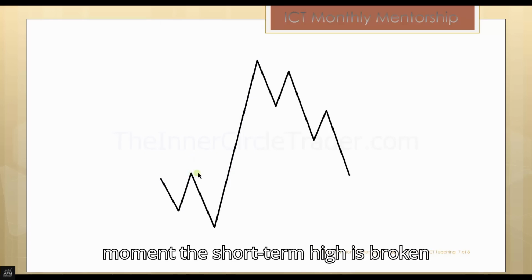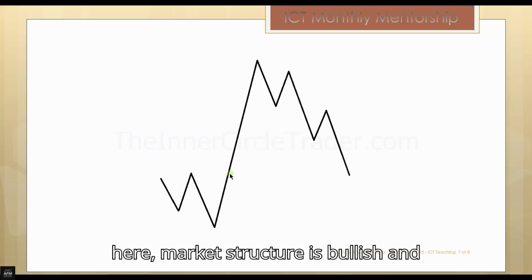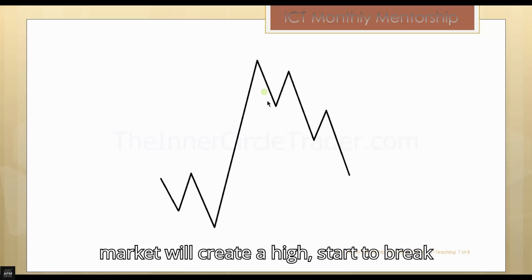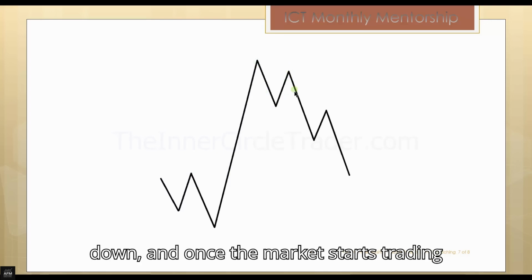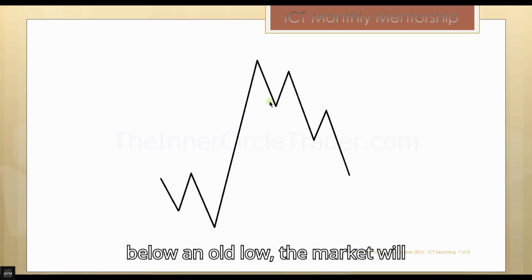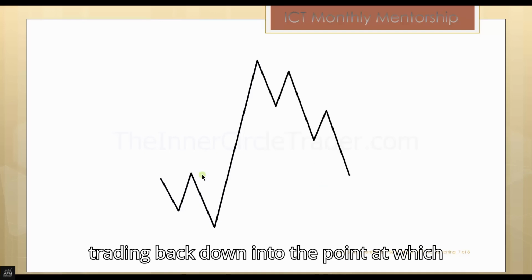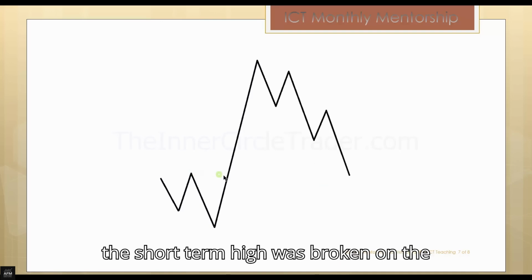So at the moment the short-term high is broken here, market structure is bullish, and then we go into a real quick run up. The market will create a high, start to break down, and once the market starts trading below an old low, the market will have a very easy time trading back down into the point at which the short-term high was broken on the upside.